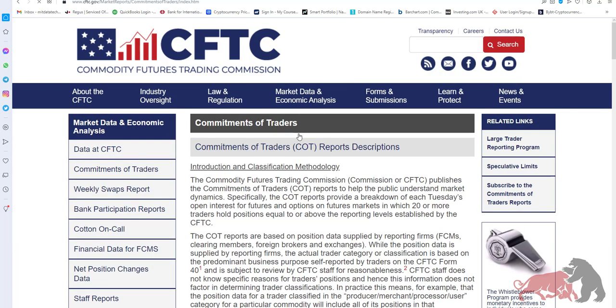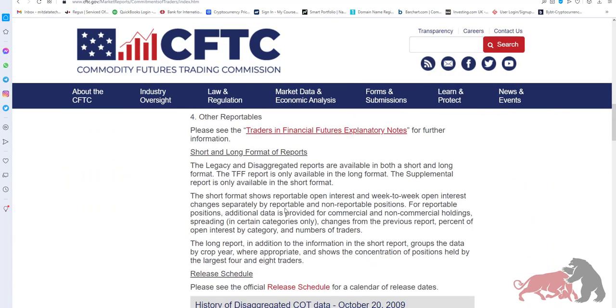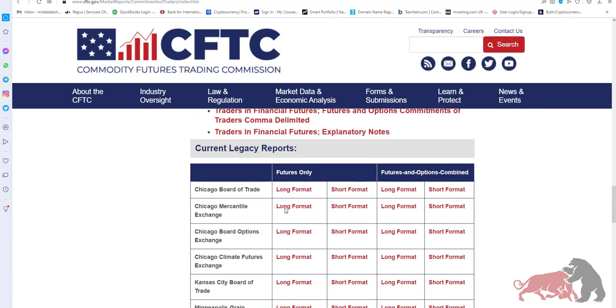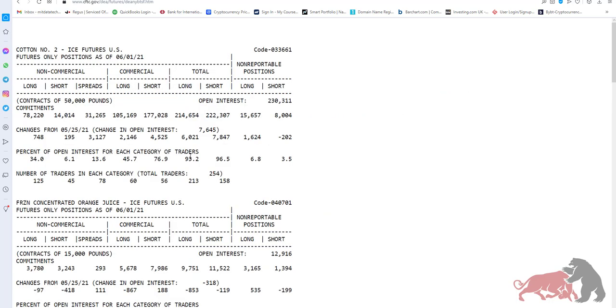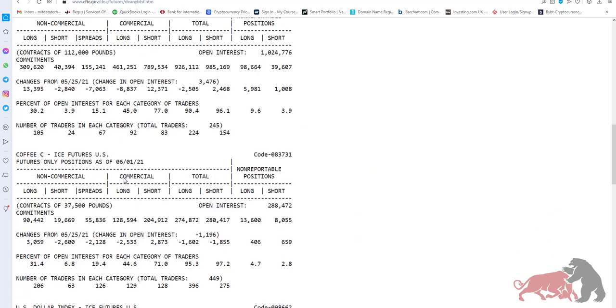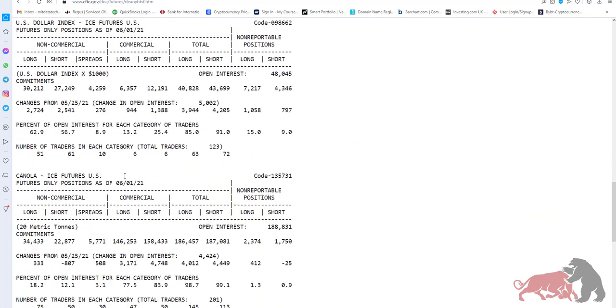So now let's go to the COT number, the CFTC report. Come to our commitment of traders, then I'm going to scroll down to my legacy reports. Under legacy reports, I need to go under ICE futures markets, short format only. And here I'm going to look for dollar index.